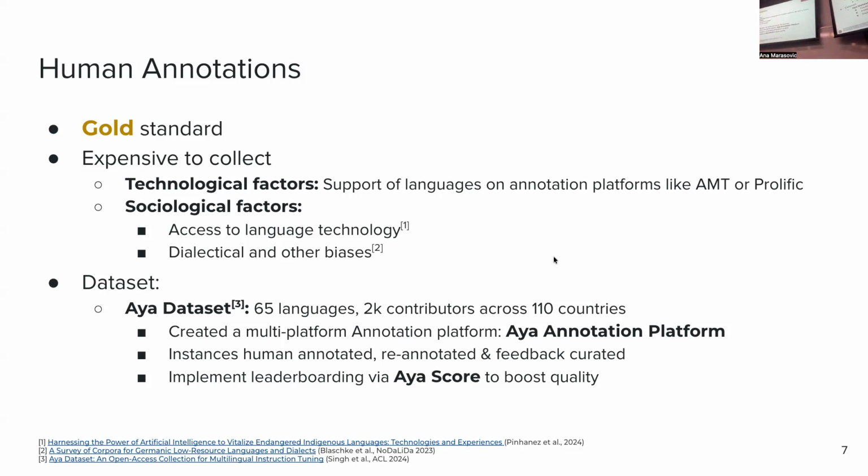There's only a single data set we can mention for instruction fine-tuning data that's actually done with human speakers of those languages. It's called the Aya dataset. It contains 65 languages and 2,000 contributors across 110 countries. And they really embrace that participatory approach, where you're not just recruiting these people to give you the final annotation, but they are also involved in the design of the technology for their language as well.